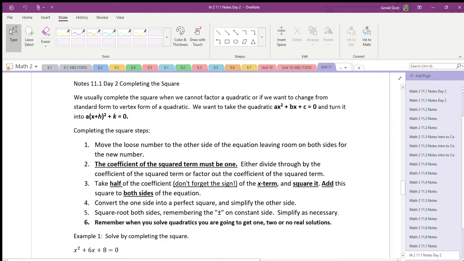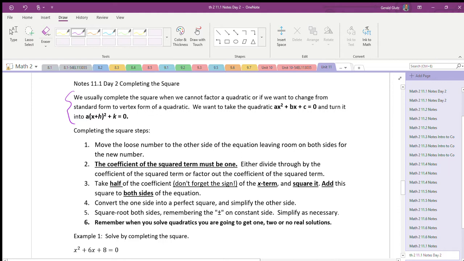So again, we're going to be talking about completing the square. We're going to do a little review of completing the square, and then we're going to put an equation from standard form into vertex form by completing the square. So that's kind of what it explains up here.